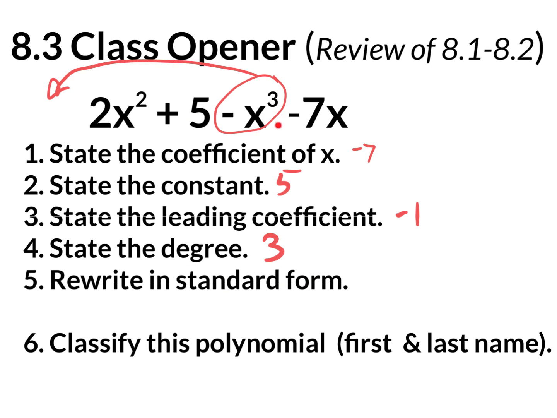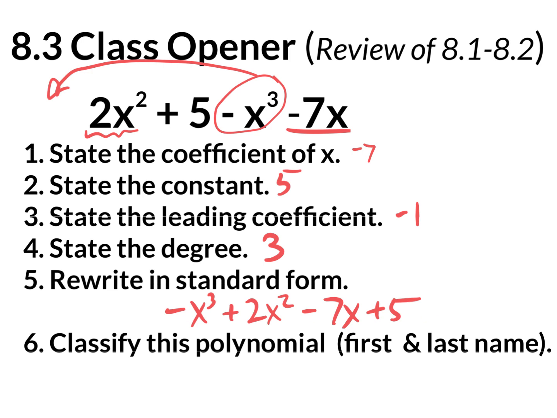Rewrite in standard form, that would be writing this in order from highest exponent term down to the lowest, down to the constant at the very end. So first you should have the -x to the third. Then you should have the plus 2x squared. And then after that, we should have the regular 7x, minus 7x. And at the very end, you want your constant, the +5, okay? Once again, highest exponent term down to the lowest, down to the constant. This is what we call standard form, okay?